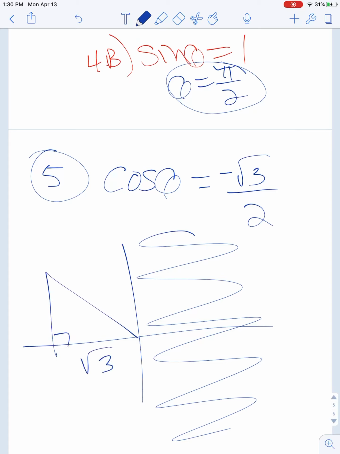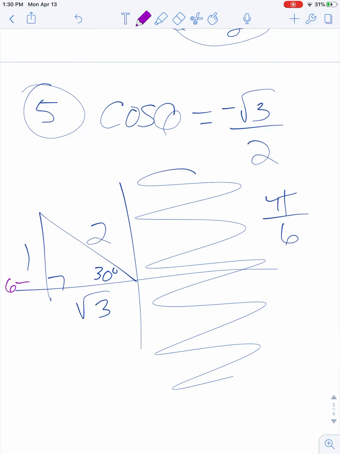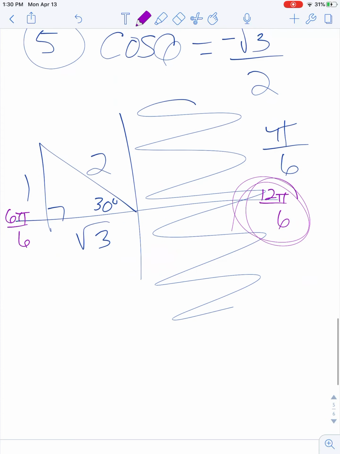Cosine is adjacent over hypotenuse. So you should recognize this triangle and say, oh yeah, this is a 30-degree reference angle. Reference angle is pi over 6. So this is 6 pi over 6. This is 12 pi over 6, but I won't really need this over here because I'm only dealing with these quadrants 2 and 3. So I want to get that angle. Well, that's 1 less than 6 pi over 6, so it's 5 pi over 6.